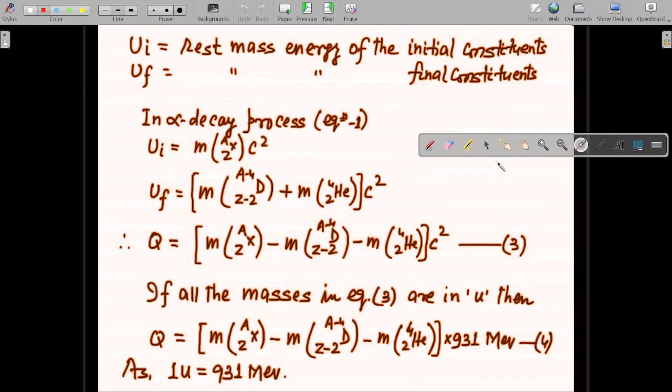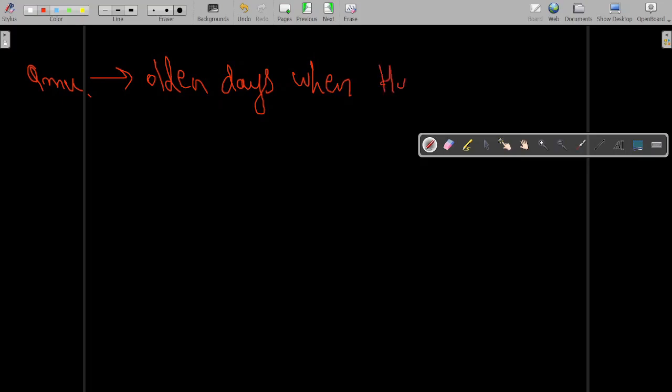Actually, atomic mass unit was used in the olden days, when hydrogen was your main reference for the atomic mass of every nucleus. Let me tell you the difference between AMU and u. AMU was used in olden days when the hydrogen nucleus was used as a reference.